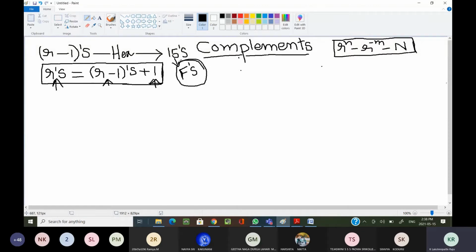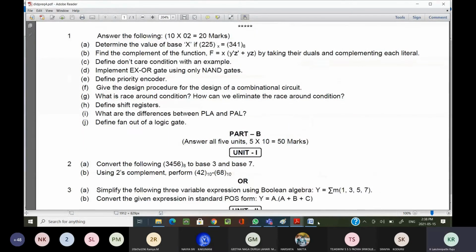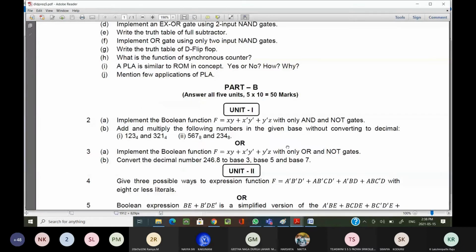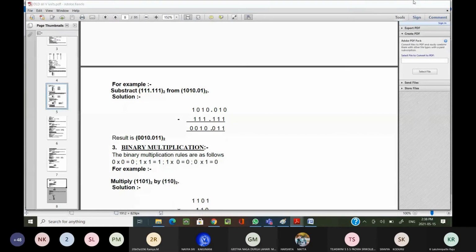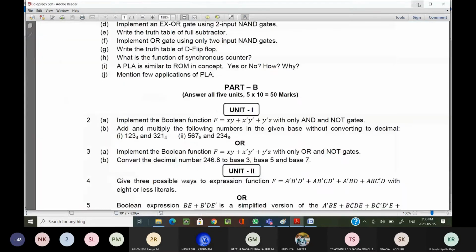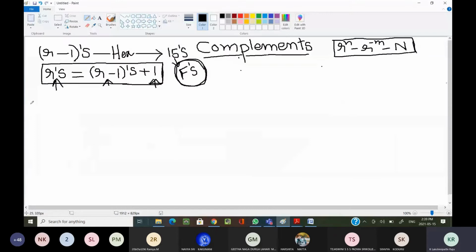Are you understanding? Are you following? Okay, very good. Now, take a hexadecimal number as an example. Tell me any random hexadecimal number. Can someone tell me any one random hexadecimal number?